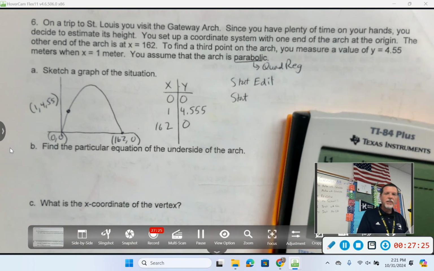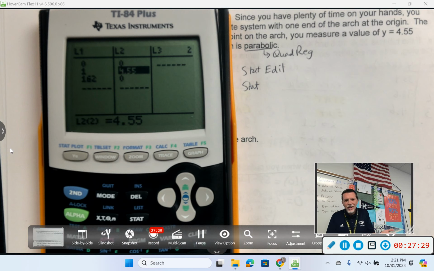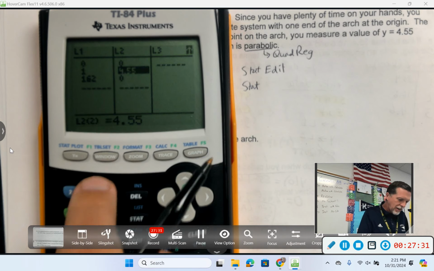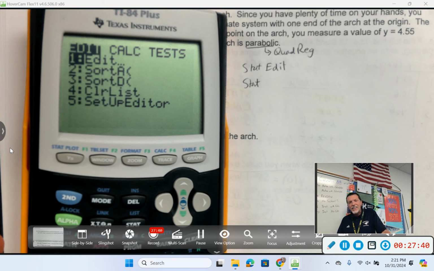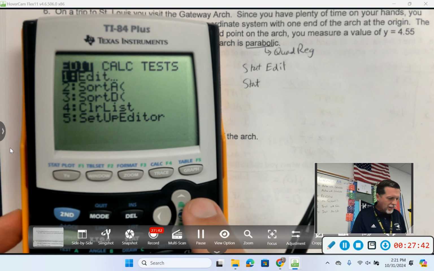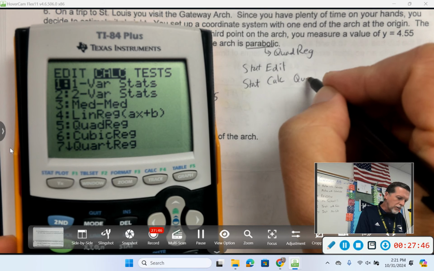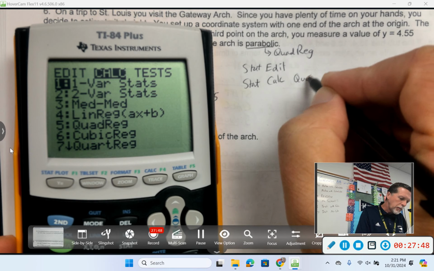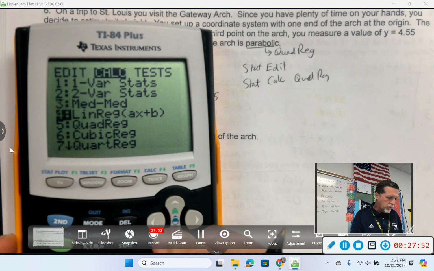And then I'm not writing all the steps. Usually if you remember stat edit, you'll figure it out from there. And if you can remember stat, what do I need to do next? Calc. Again, I don't remember them. I remember it's under stats. So if I can get there, then it's like, oh yeah, calc. And we said we wanted a quadratic regression. Quad reg.